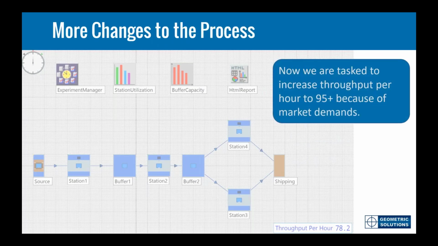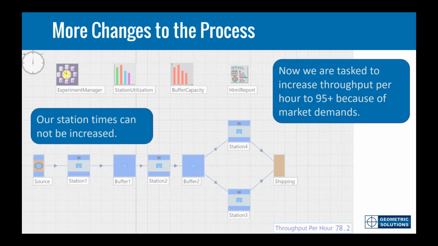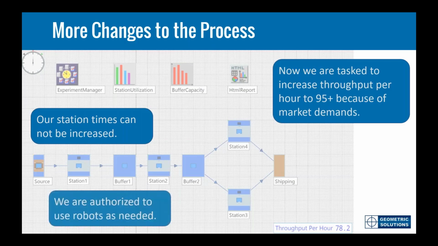And then, after we've done all this, we've been tasked to increase our throughput to over 95 an hour because of market demands. Well, it's a problem that we need to solve, but it's a good problem. These are the problems that you want to have. Increased production, we're selling a lot of these. So what I want to do is talk to you about how we did that. Some of the restrictions: our station times cannot be increased. That process is what it is. And we are now authorized to use robots if they are needed.